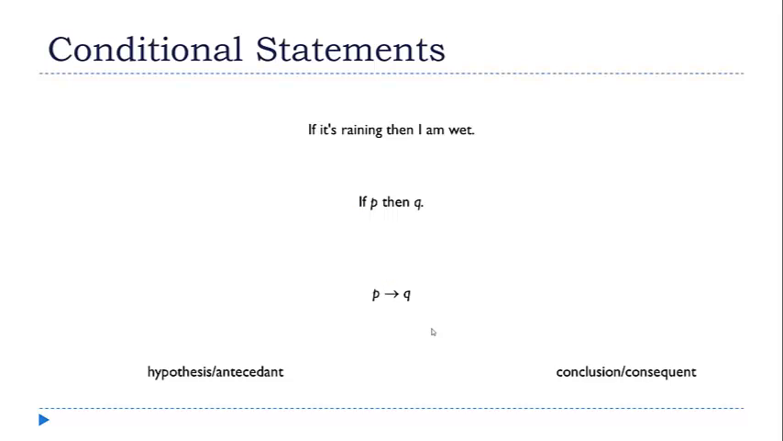Four more definitions that you should be aware of, and these are just labels. The P part of this statement is sometimes referred to as the hypothesis or the antecedent, and the Q part is sometimes referred to as either the conclusion or the consequent. They're names that you don't hear used very often, but they do come up. So you should just have them in the back of your mind.